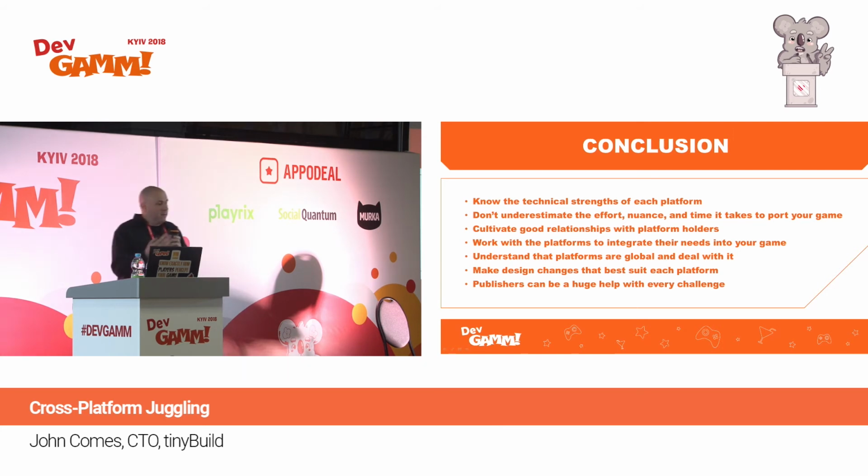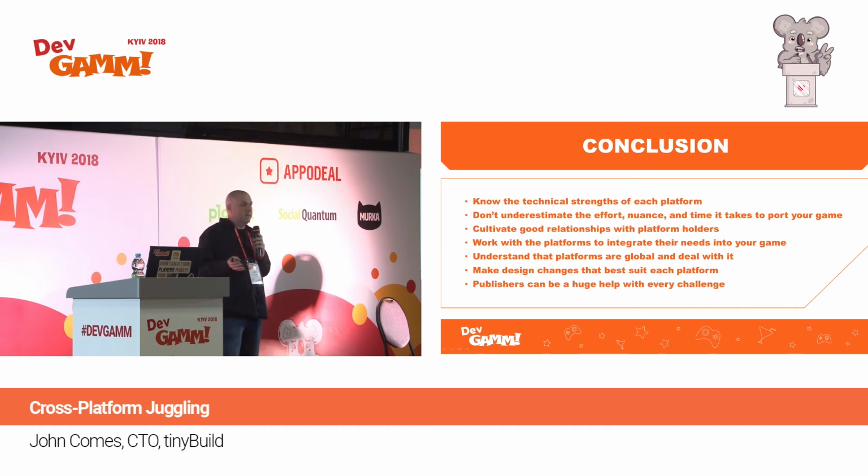Work with the platforms to integrate their needs into your game. The needs will come and go. There was a time when Microsoft would give you all kinds of promotion for Kinect. That won't happen anymore, because Kinect's not really a thing anymore. But look at what they have, and build that kind of stuff into your game. Understand the platforms are global, and deal with it.